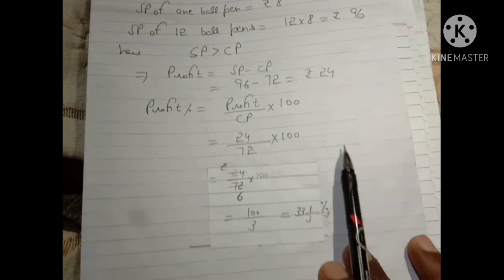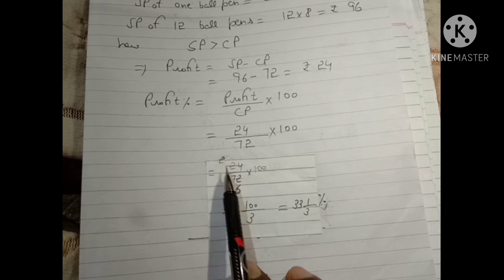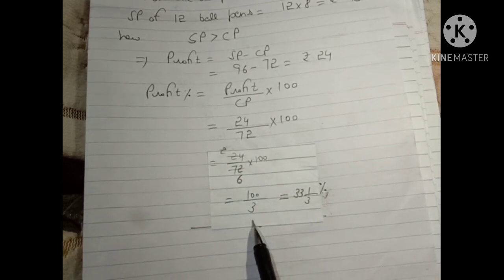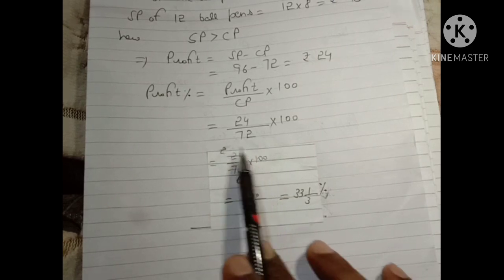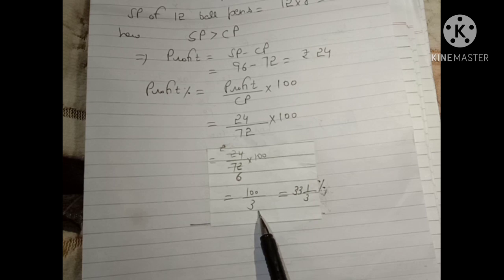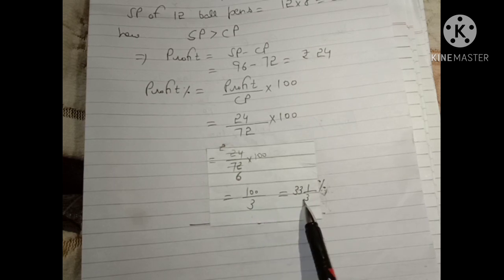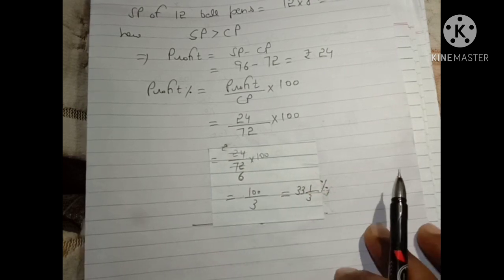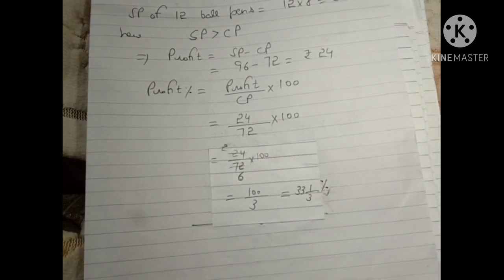multiplied by 100. And now after cancellation it will become 1 by 3 into 100, and then it will become 100 over 3. You have to do this calculation by yourself because it is very simple, and it will become 100 by 3, and after division it will become 33 and 1 by 3%. So this is the profit percentage in this case. So I hope this is clear to you.